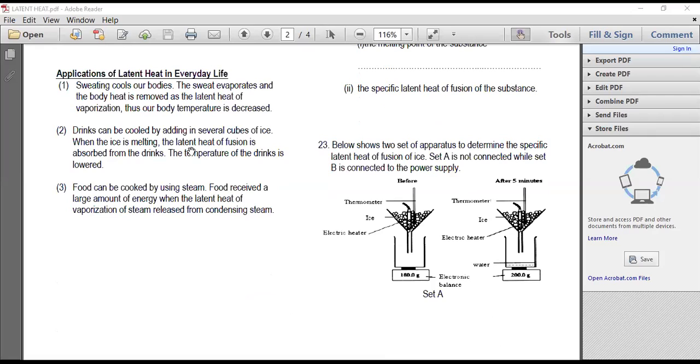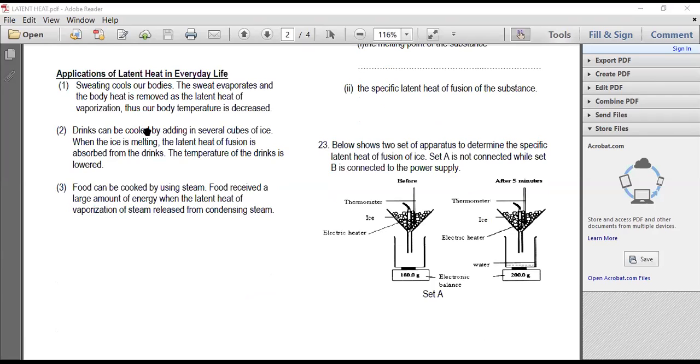Now, application of latent heat in everyday life. Sweating actually cools down our bodies. When we sweat, the sweat evaporates. That means it changes from liquid to gas. In order to change from liquid to gas, you need to absorb the latent heat of vaporization. It will absorb the latent heat of vaporization from our body, so that's why our body cools down.